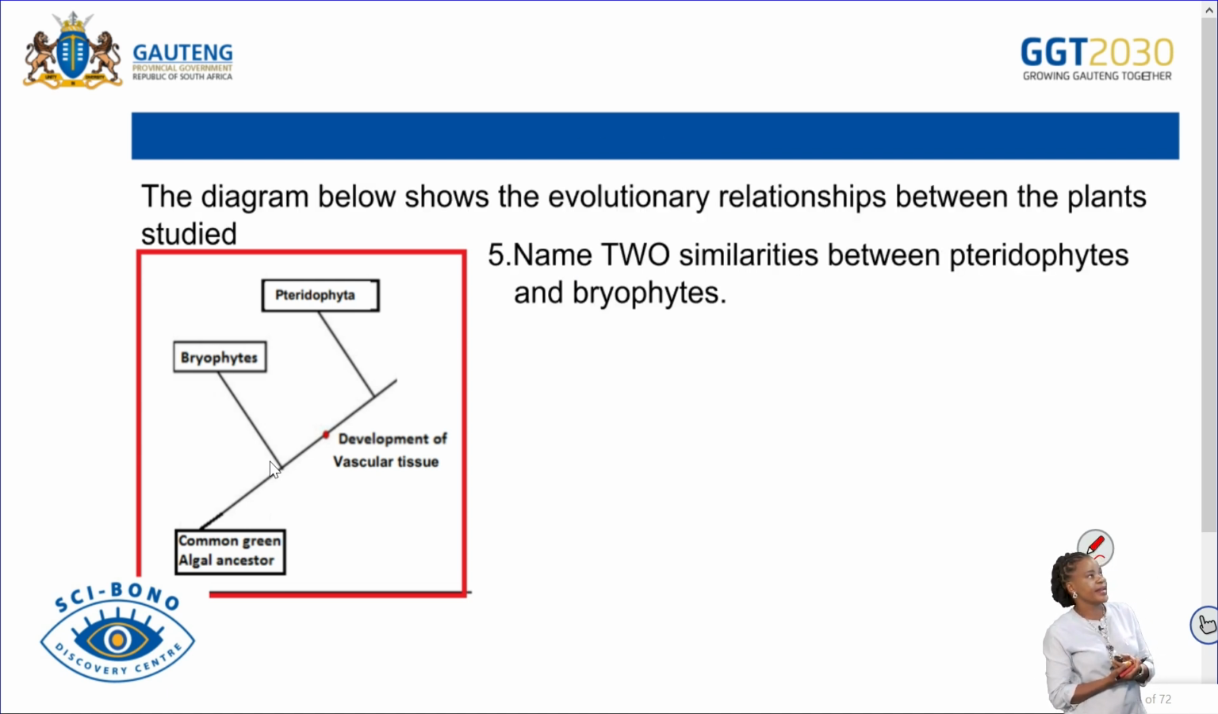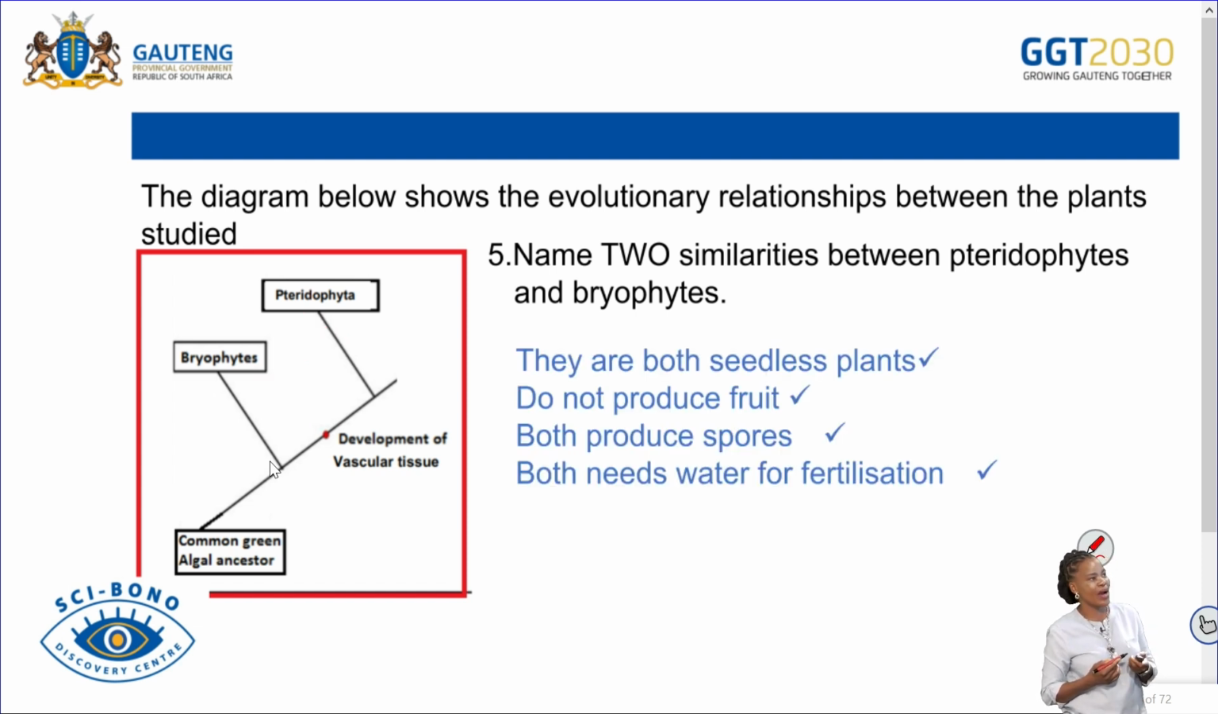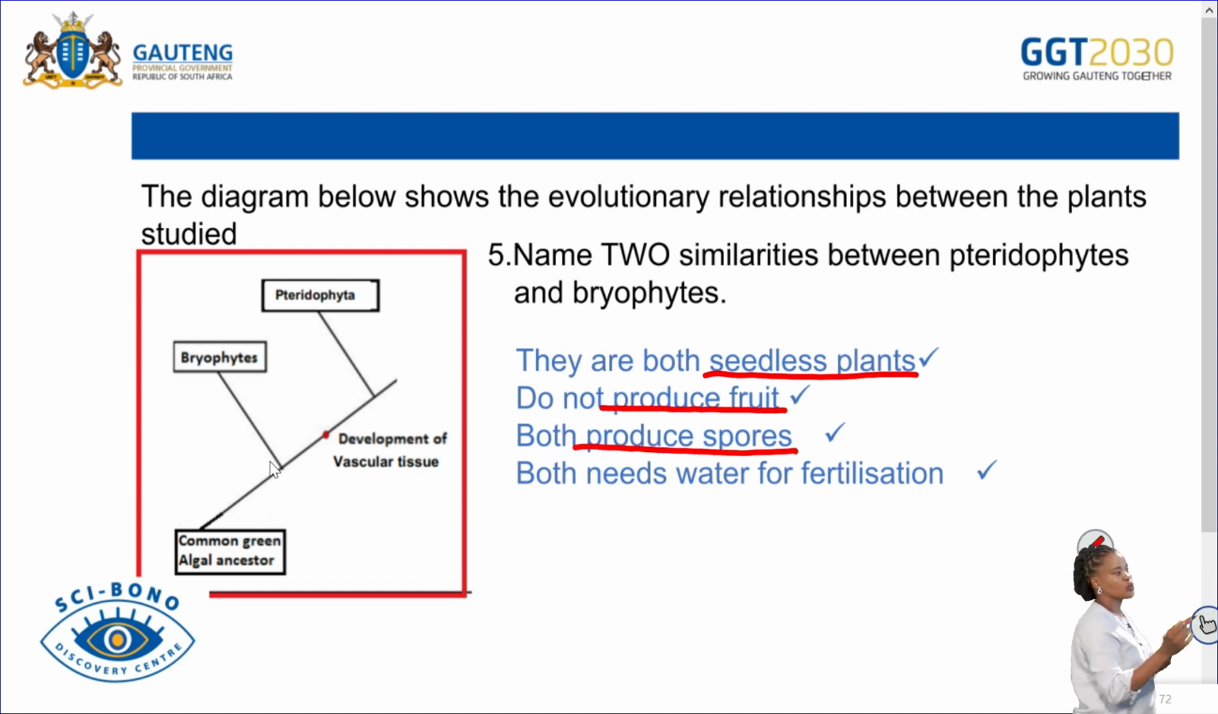Last question. Name two similarities between pteridophytes and bryophytes. What are the similarities between the two plants? Number one, they both are seedless. And they both do not produce fruits. And they both produce spores. And then they both need water for what? For fertilization. So these are the similarities between the two plants.